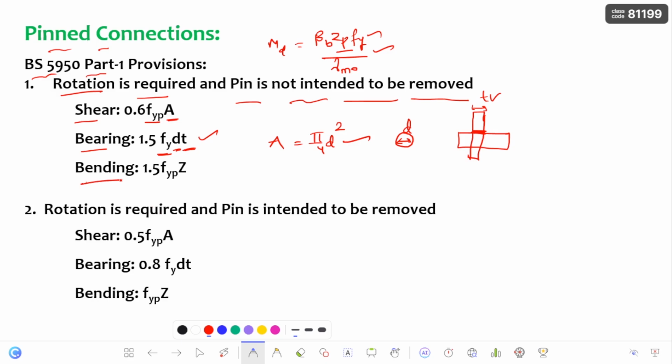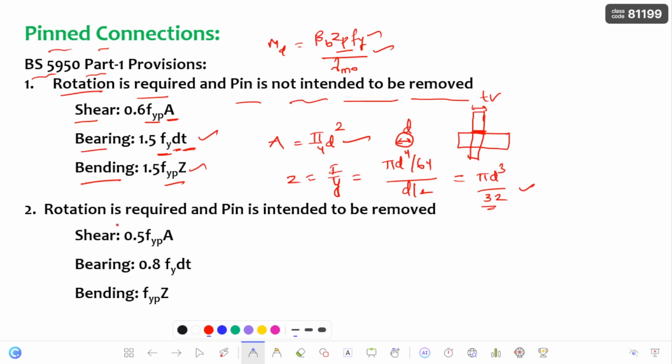Next, coming to the bending, that is the yield strength of the pin, that is FYP. Next, Z is the section modulus. You all know the section modulus, that is I by Y. I is nothing but the centroidal moment of inertia, that is pi d power 4 by 64, and Y is nothing but d by 2. You are going to get pi d cube by 32. This is regarding the section modulus of the pin.